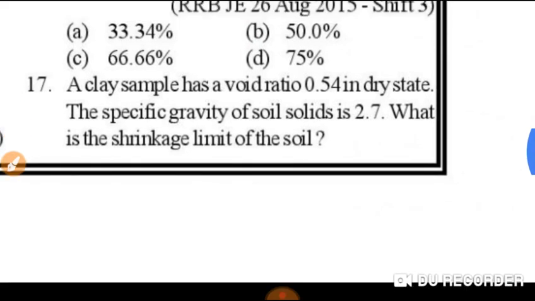Question number 17. A clay sample has a void ratio of 0.54 in a dry state. The specific gravity of soil solids is 2.7. What is the shrinkage limit? Okay, so we have to find the shrinkage limit.